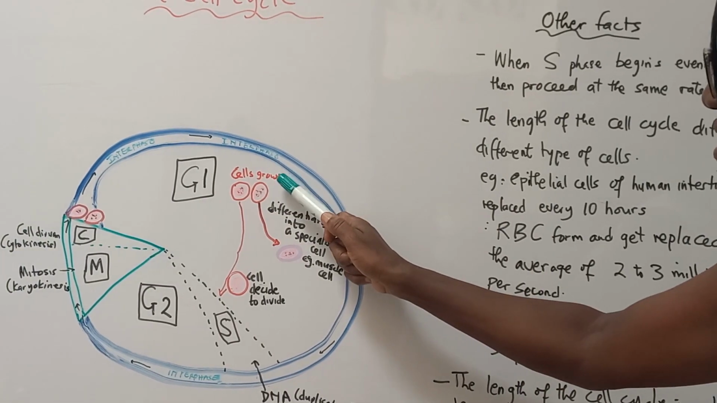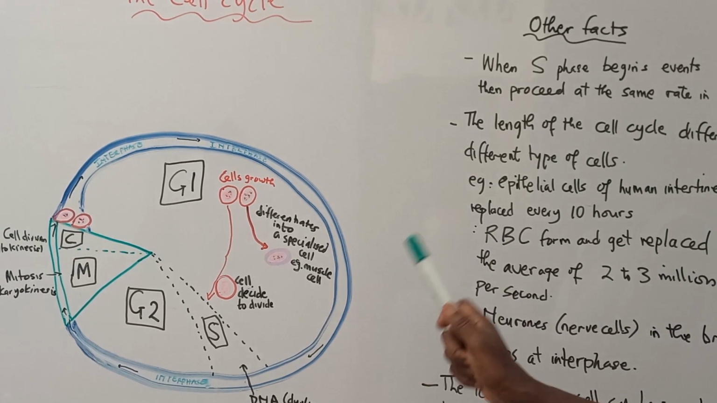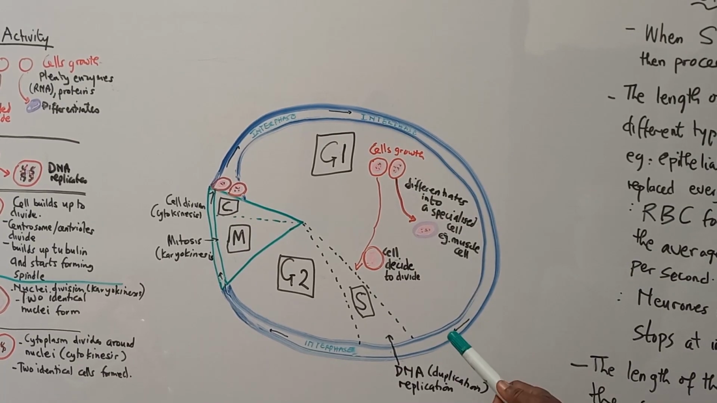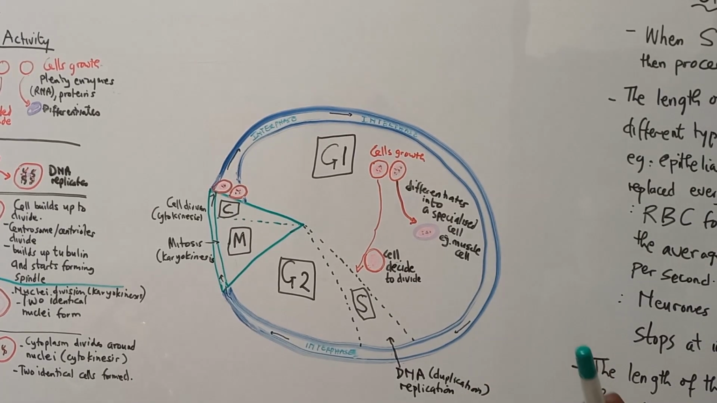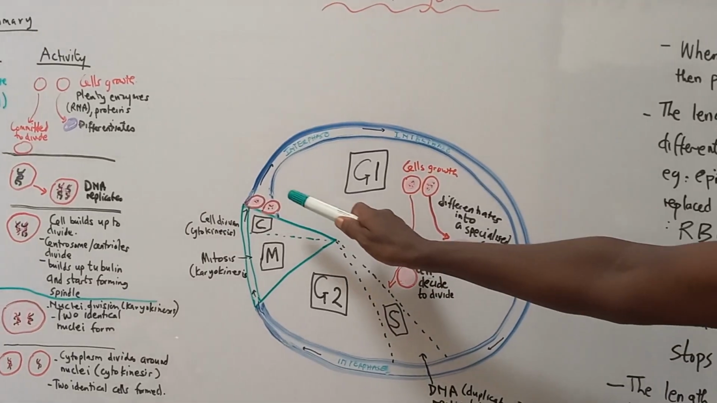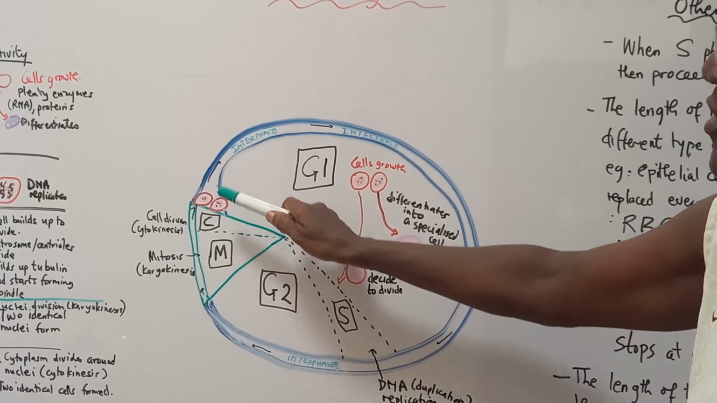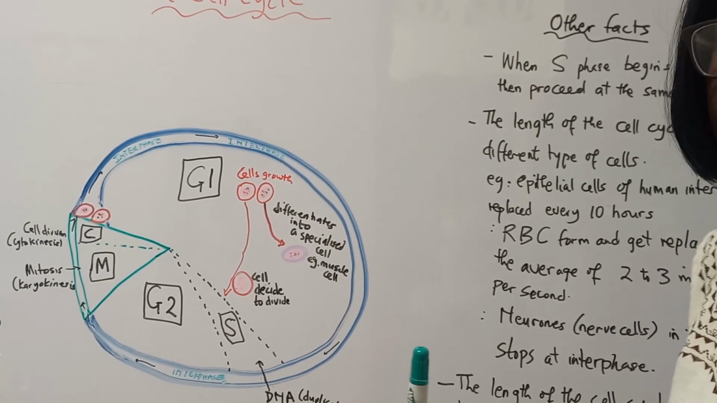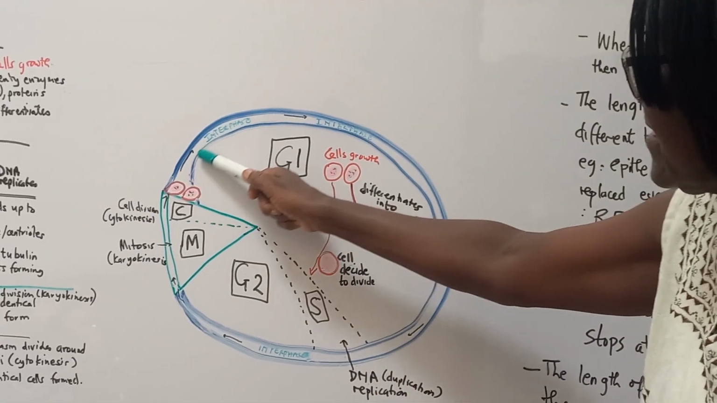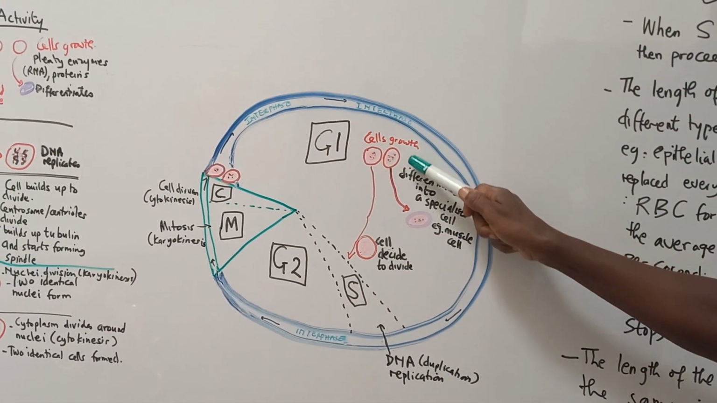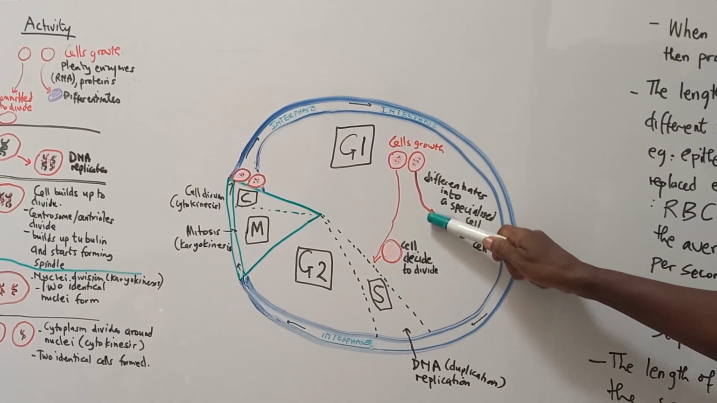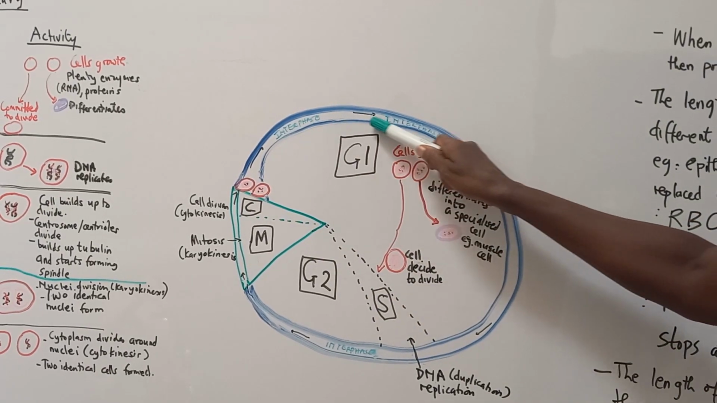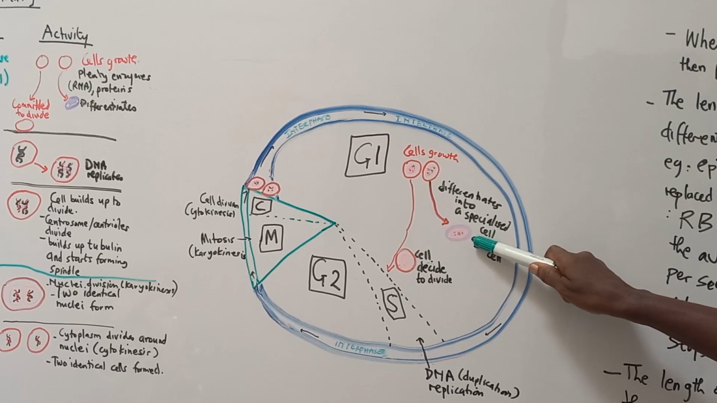So, the epithelial cells are replaced every 10 hours. Then the rate is even faster in red blood cells. Every second, 2 to 3 million red blood cells are being formed. But with neurons in the brain, the cells are formed and they all end up in G1. No cells in the neurons formed get past G1.